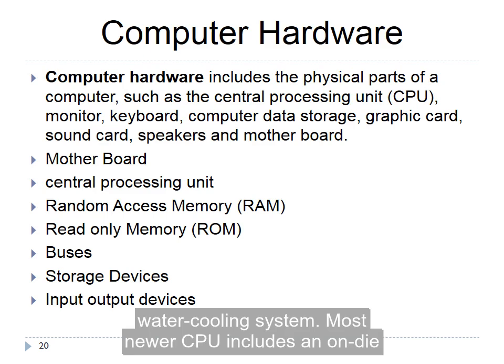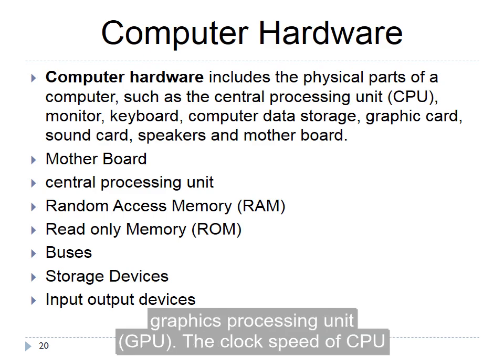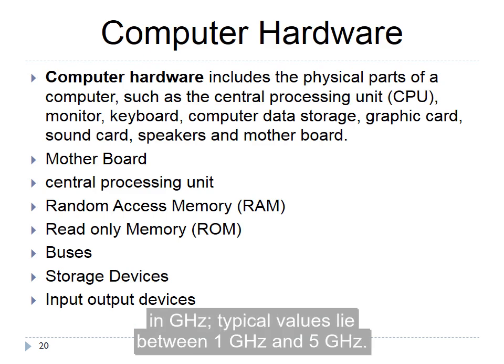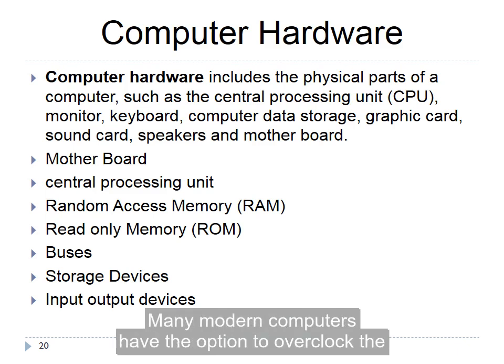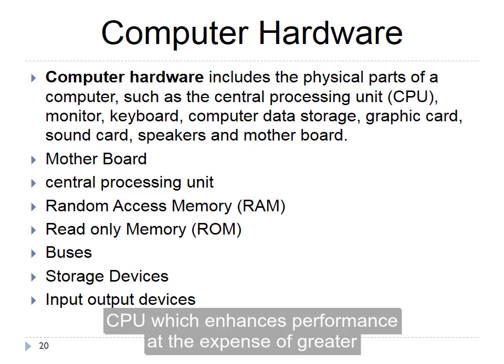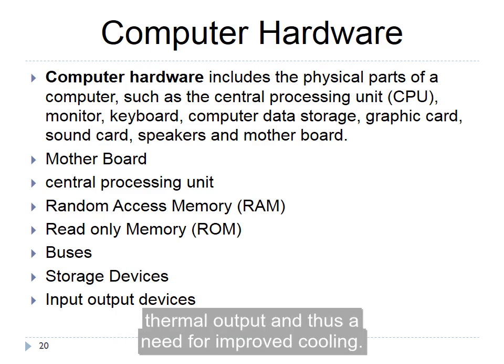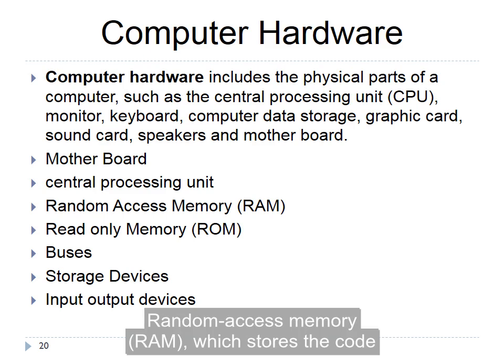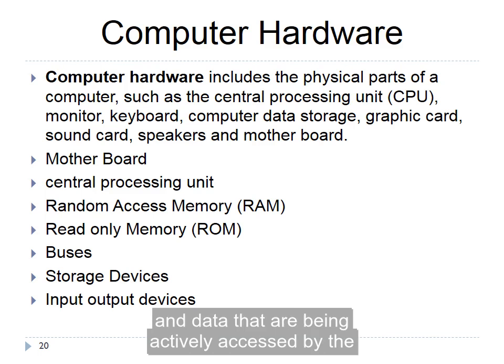Most newer CPUs include an on-die GPU. The clock speed of the CPU governs how fast it executes instructions and is measured in gigahertz. Typical values lie between 1 GHz and 5 GHz. Many modern computers have the option to overclock the CPU, which enhances performance at the expense of greater thermal output and thus a need for improved cooling. Random access memory, or RAM, stores the code and data that are being actively accessed by the CPU.